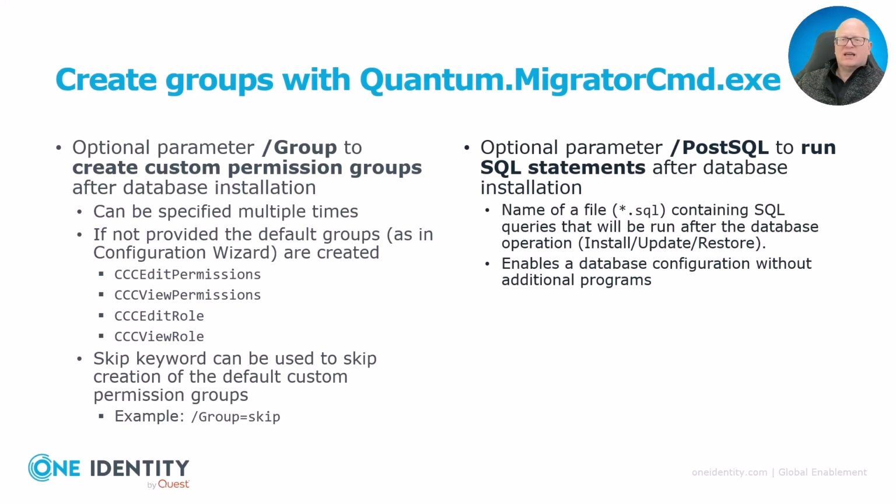functionality in a way that it can do something that the GUI since ever can do, and this is you can use that command line tool to create custom permission groups. Remember, the wizard is always asking for edit permissions or viewing permissions or edit roles and view roles and something else. This is now possible to be done with the command line tool as well. Additionally to that, optional parameters for PostSQL commands exist. That means you can now, after the database installation, run specific SQL commands if you like to, by just referencing a SQL file.